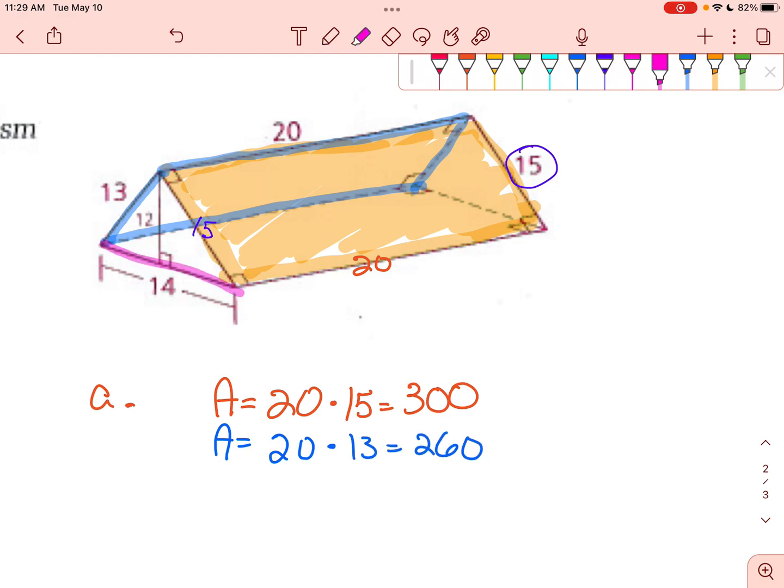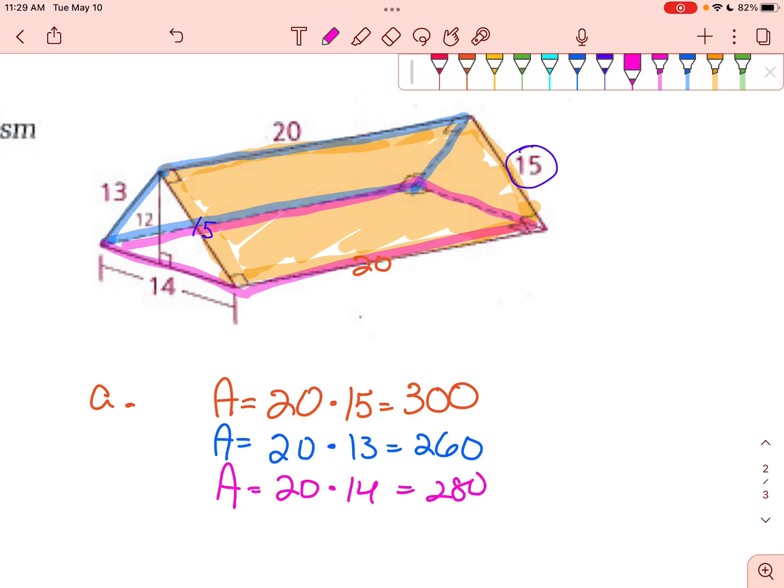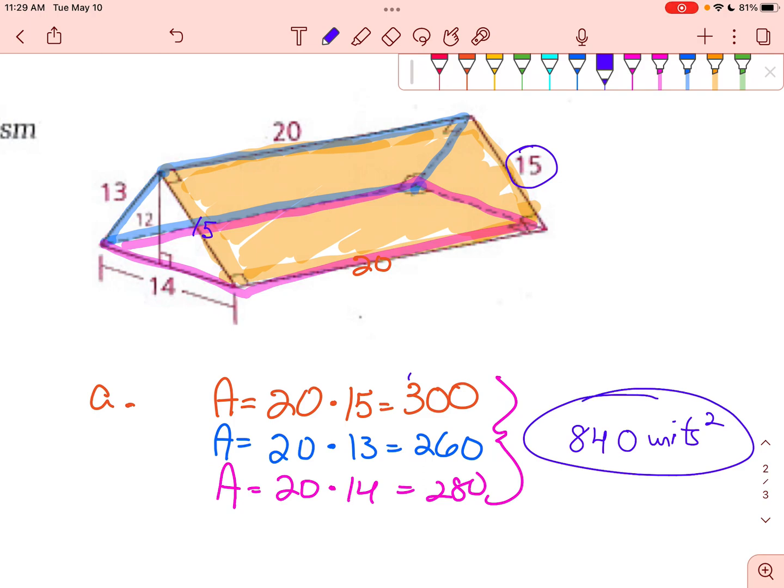And then we just have to do the bottom, which is 14 times 20. And using colors like this to me helps so much. So again, it's going to be 20 times 14, which is 280. You guys are going to add those all together, and that is going to be the lateral area. Okay, so 14, carry the 1, 2, 4, 7, 840 units squared. Okay, that is the lateral.